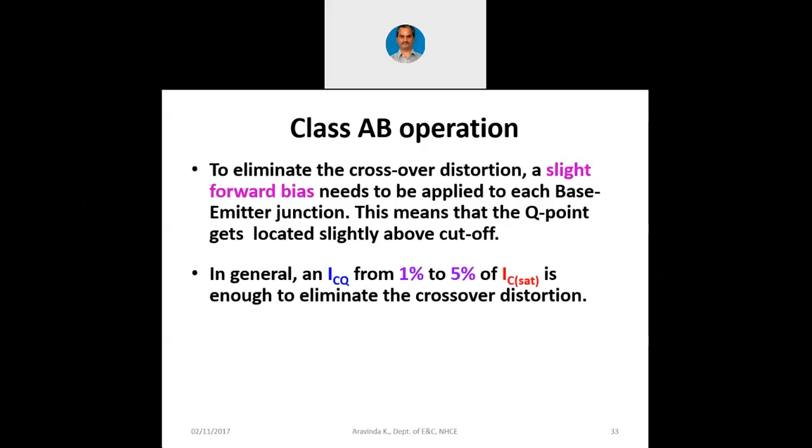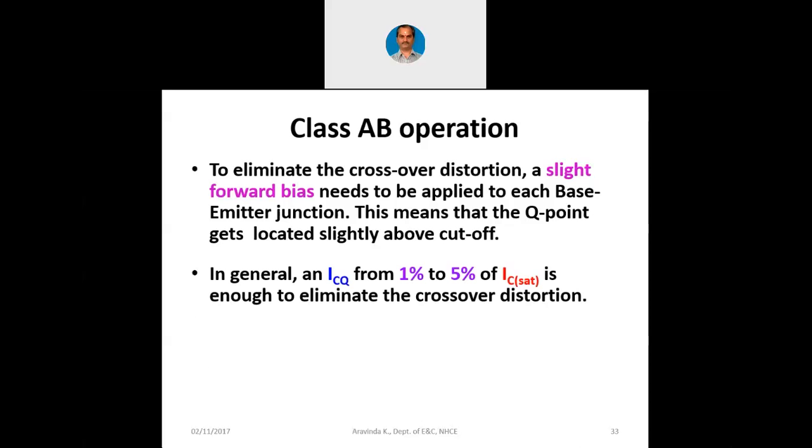So in general, an ICQ or a quiescent current of 1% to 5% of the IC sat is enough to eliminate the crossover distortion, which means we need not really bother much about keeping the Q point in the middle of the load line. If it is in the middle of the load line, that is class A only. Now, if it is at the end of the load line in the x-axis, then it is class B. If it is completely in the cutoff region, it is class B. If it is exactly in the middle of the active region, that is class A. Now we are slightly keeping it above cutoff, but we are not keeping it at the middle of the load line also. We are keeping it below.